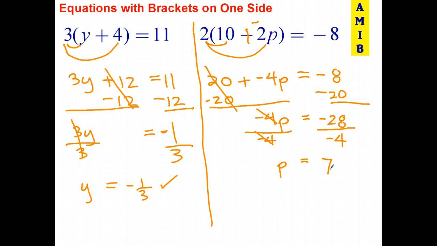Okay, let's go ahead and check this one. 2 times 7 is 14. 10 take 14 is -4. 2 times -4 does give us -8. So a quick check shows us that we do have the correct answer.